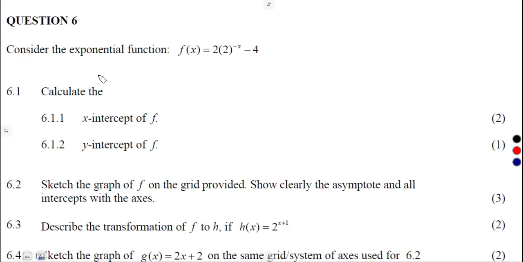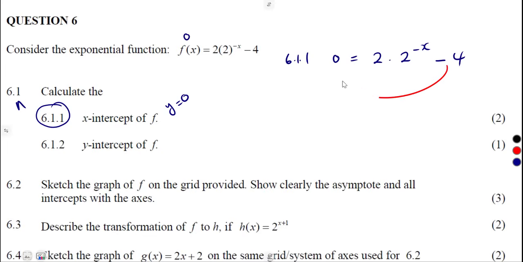All right, question 6. Consider the exponential function here, f of x is equal to this, 6.1. Calculate 6.1.1, the x-intercept of f. So for the x-intercept, y is equal to 0, guys. So substitute 0 there. That's it. So 0 is equal to 2 times 2 to the exponent of minus x minus 4. Take the minus 4 to the other side. It's going to be positive there.